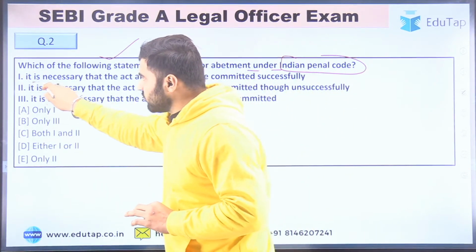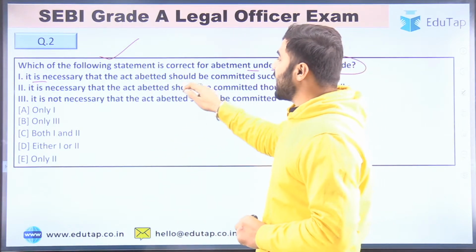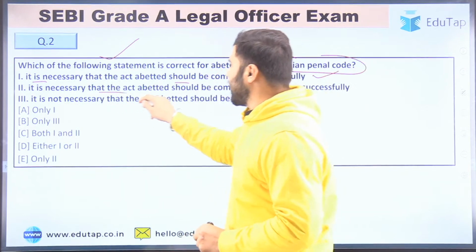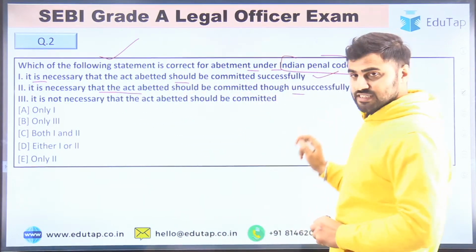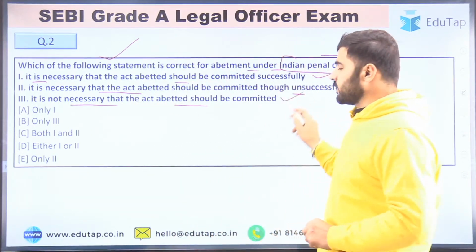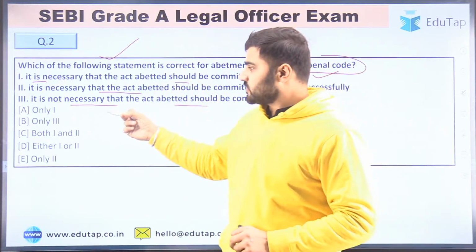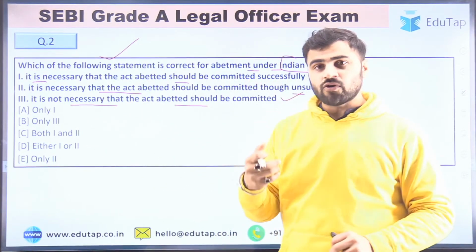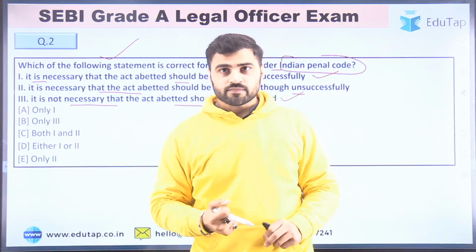So option number first is, it is necessary that the act abated should be committed successfully. Second, it is necessary that the act abated should be committed though unsuccessfully. Option number third is, it is not necessary that the act abated should be committed. So your options are only first, only third, only both 1 and 2, either 1 or 2, or only second.